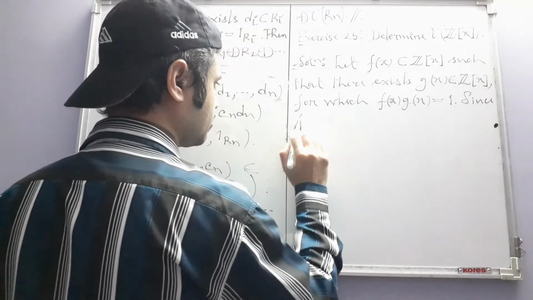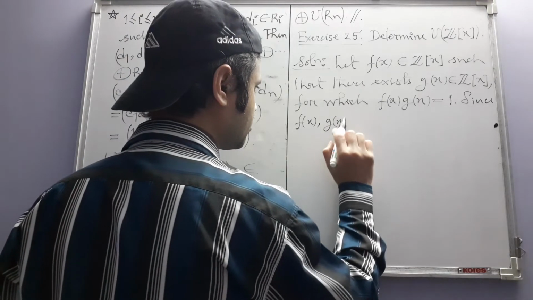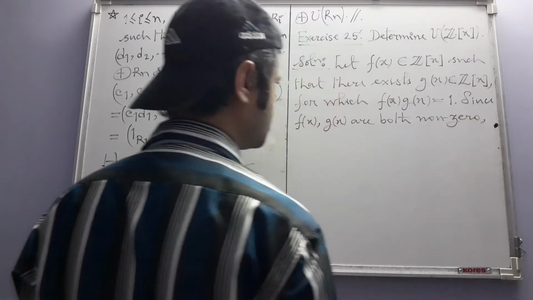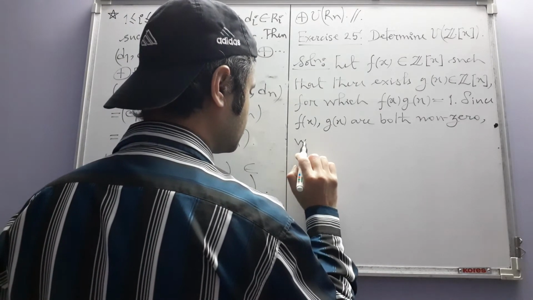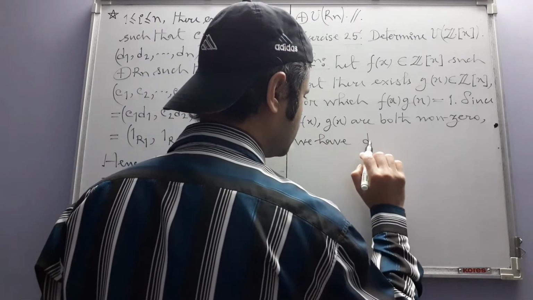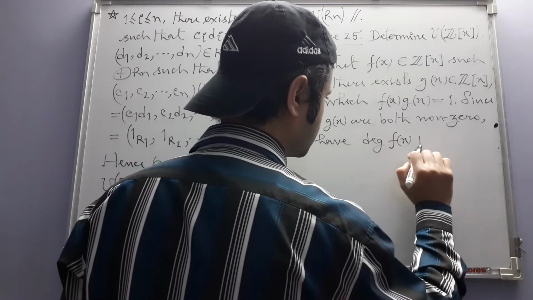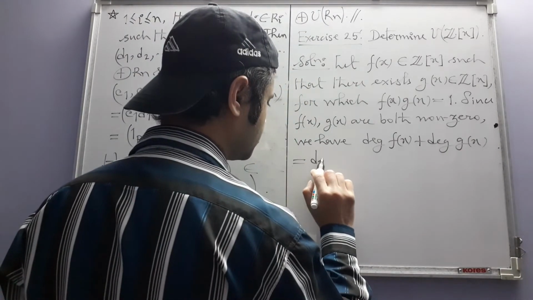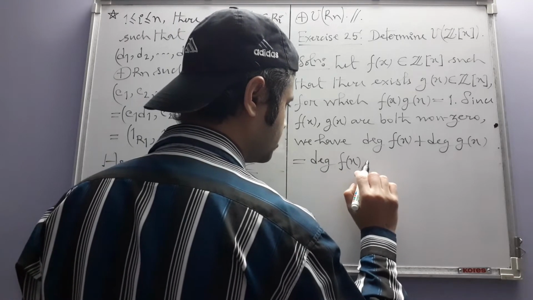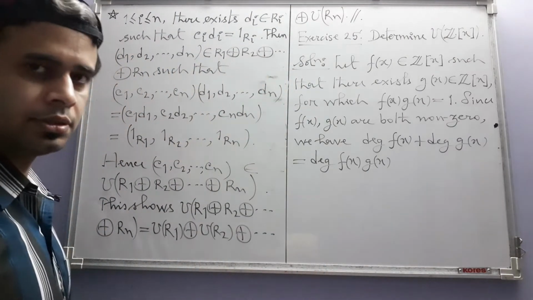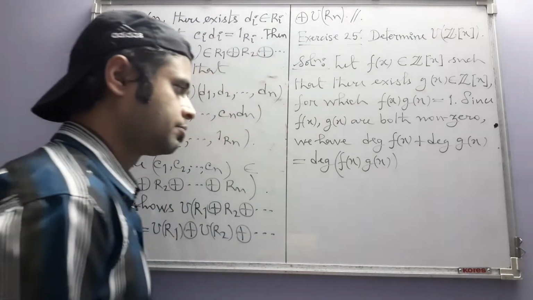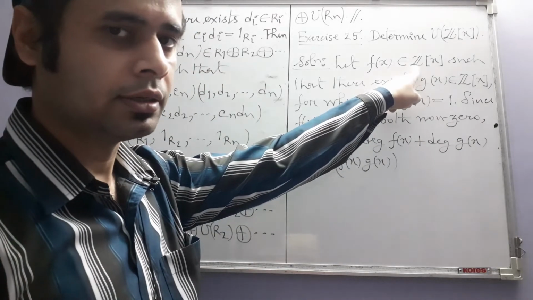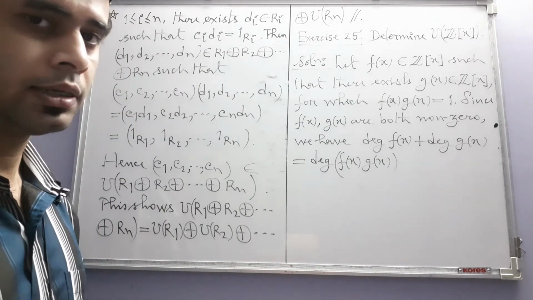Since they are both non-zero, degree of f(x) plus degree of g(x) is equal to, we know this property of polynomial rings, degree of f(x) times g(x). Keep in mind that this is possible because Z, the ring of integers, is an integral domain. Otherwise it's not necessarily true.